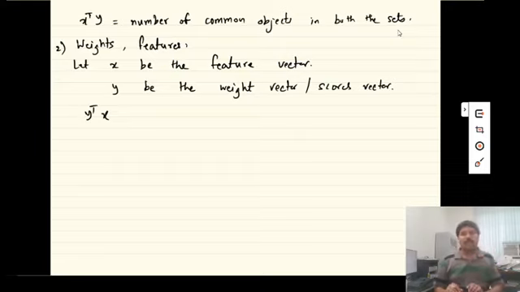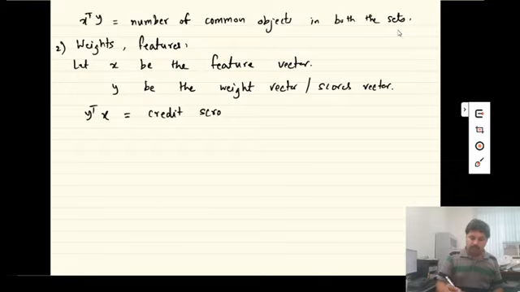So what will y transpose x give? In that case it will give you the credit score, and based on that credit score, as a banker you can decide whether you want to give a loan to this person or not. This type of inner product of weights and features always comes into the picture. They are always of central importance in many AI and ML algorithms. So that's why this is once again a very important inner product.